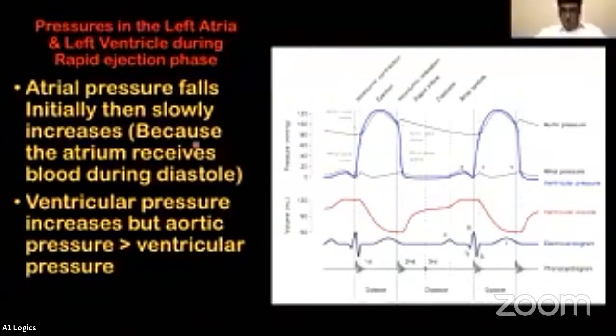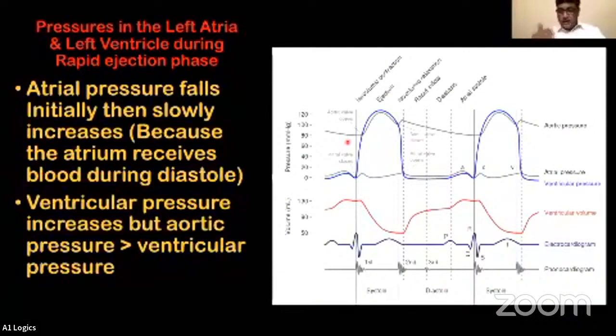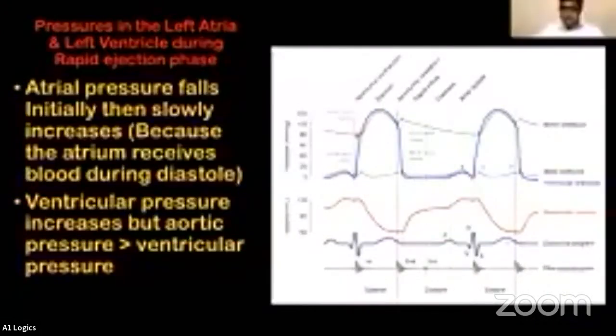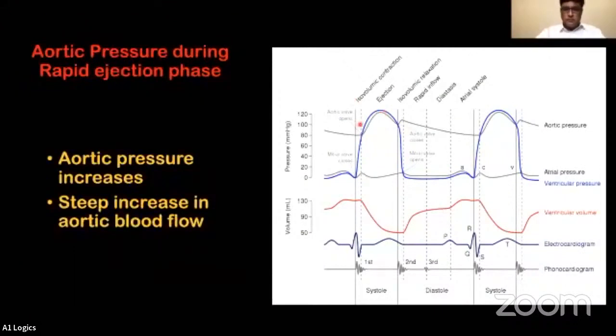The left atrium receives blood during diastole, right. The ventricular pressure increases, but the aortic pressure is more than the ventricular pressure. At this point of time, the aortic pressure is about 80, and the ventricular pressure has reached more than 80. At that point of time, the aortic valve opens. Once the aortic valve opens, the pressure in the aorta first increases so much that the aortic pressure is more than the ventricular pressure at one point of time. So aortic pressure increases and there is a steep increase in the aortic blood flow.